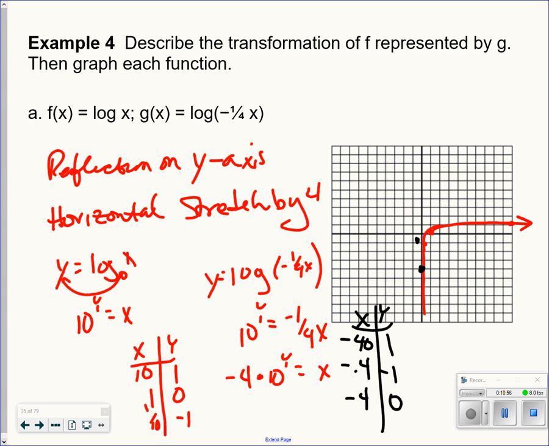And then negative 40 is like way over here. So it goes like this. So notice that it's been stretched 4 times as long. So this one was at 10, 1, and this is at negative 40. And the reason it's negative is because it's also a reflection on the y-axis. So that point is way over here on the graph.